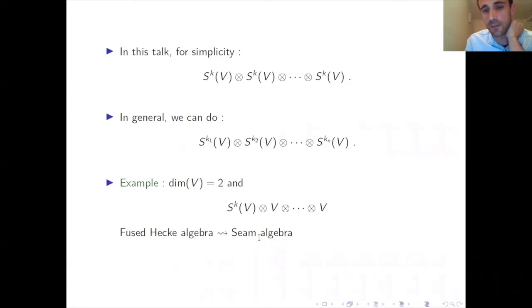And well, you can recover it as a quotient of some particular choice of fused Hecke algebra. So yeah, this remark was just to say that there are many different algebras, I think, which are related in some ways to the fused Hecke algebra.